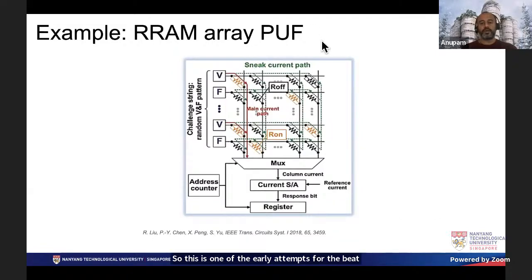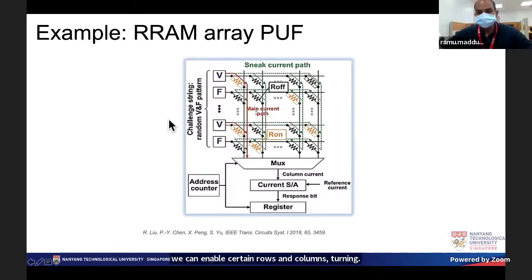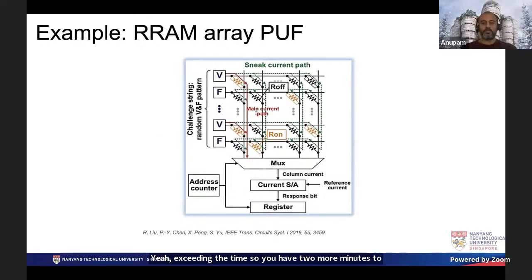There is a full RRAM array PUF that was constructed, where the challenge string is a random voltage and pattern, where we can enable certain rows and columns, turning on some RRAM structures. Then we can look into the SNCC current path, and the mux is selecting the current response, comparing with the reference current, and we get the response bit.